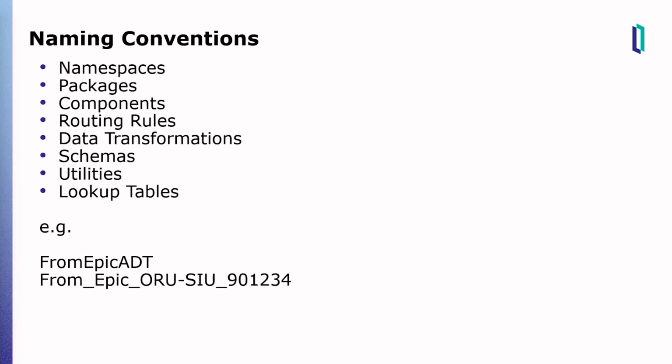Another variation of this naming convention is From_Epic_ORU-SIU_ and then this number. So in this case, we have that same From directionality, Epic being the connecting system. We have multiple message types coming over this pipe. So we see them delineated with a dash so that it's clear to the user that there's both an ORU and an SIU message that could potentially be coming over. And then in this case, this last number is a numerical representation of the connection within the EMR.